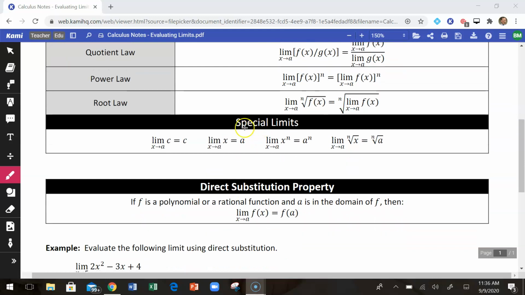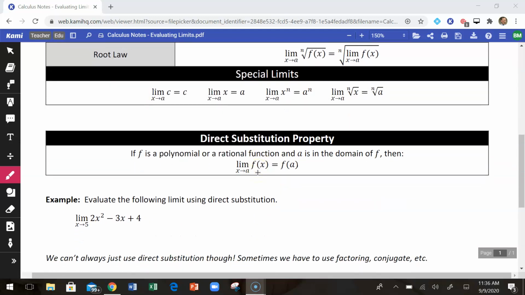So we have some special limits here that we're going to need to know as well. If your function is just a constant, no matter what your x is approaching, the value of that will always just be whatever that constant is. If your function is just x, the limit as x approaches a will be a. And then if you have x to any power, it will simply just be a to that power. Or if you have the nth root of x, it will just be the nth root of a. Okay, so those are some special limits that you'll need to know as we evaluate limits.